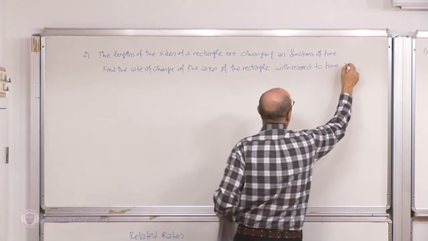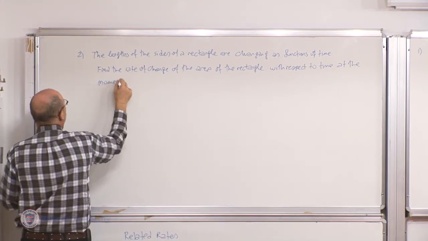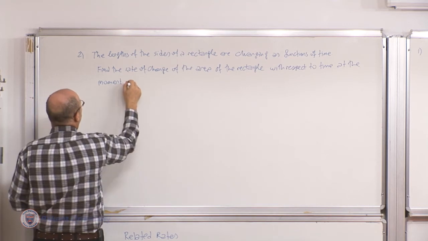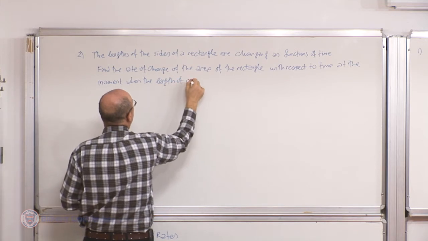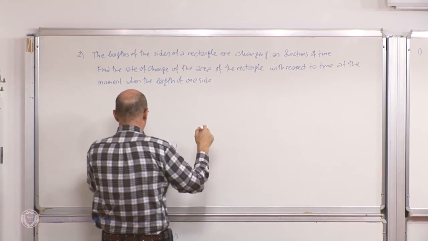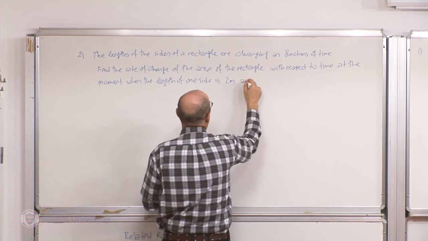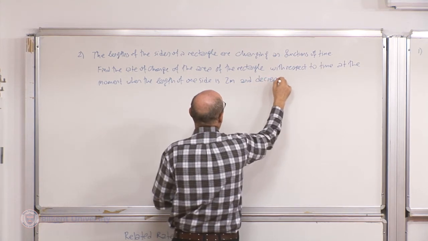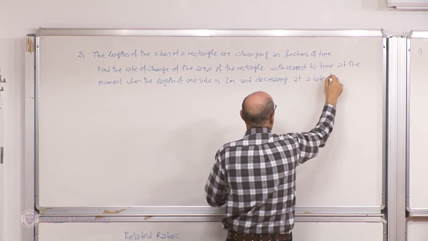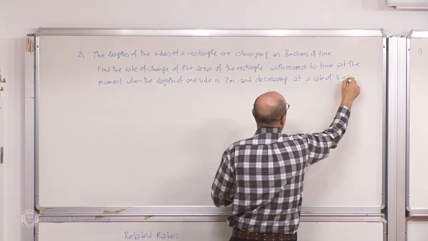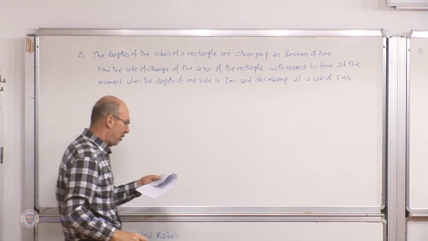At the moment when the length of one side is 2 meters, so this is a huge rectangle, and decreasing at the rate of 3 meters per second. So after half a second, the side is gone. Okay.